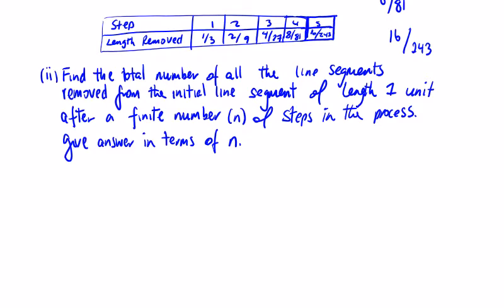Okay, part 2 of this question, find the total number of all the line segments removed from the initial line segment of length 1 unit after a finite, and they tell you n number of steps in the process. Give answer in terms of n. So we know the sum of n terms is going to be a times 1 minus r to the power of n over 1 minus r. So we just need the ratio and we need a. Well, a has to be 1/3, the first term.